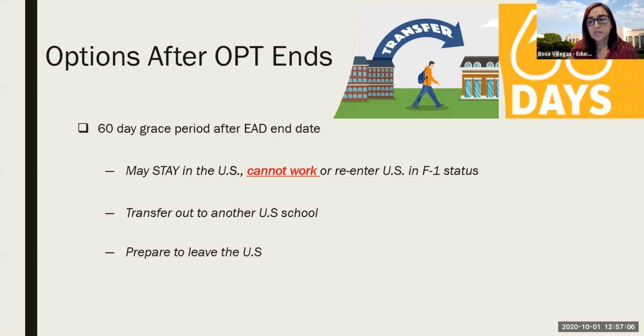If you're not gonna continue in the US, you have approximately 2 months to prepare to leave. So if you have your apartment, make sure you notify your landlord. If you have a car and you're gonna sell it, whatever you may need to prepare to leave.